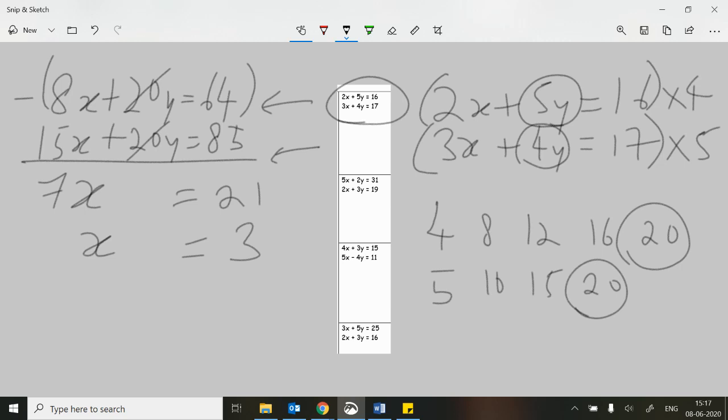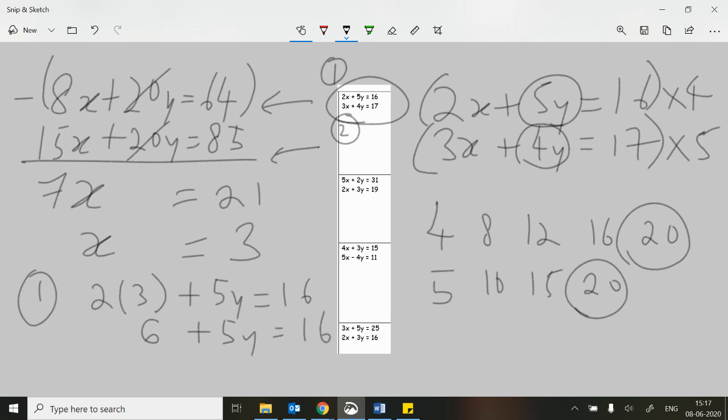And then we've got the same process as before to work out what y is. So I'd use either 1 or 2. I think I'll use 1 because the numbers look easier. So in 1, I'll put in x. So 2 times 3 plus 5y equals 16. 2 times 3 is 6. 6 plus 5y is 16. Take 6 off both sides. 5y is 10. And now divide by 5, and you should get y is equal to 2.